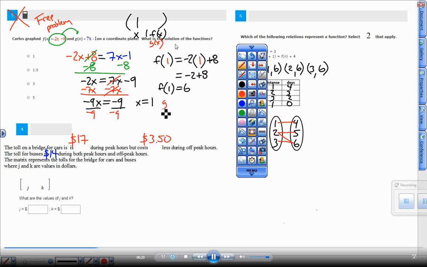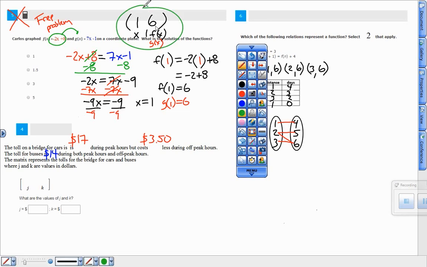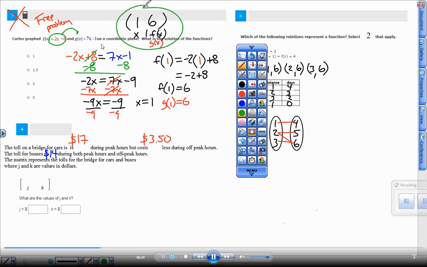And I can clearly see if I plugged in 1 here for the g of x, I would also get 6. So that's the point that they share in common, the intersecting coordinate. But again, this is a free problem, skip it. On number 4. I'm sorry, this is number 4.